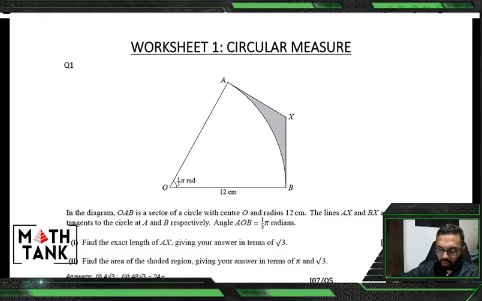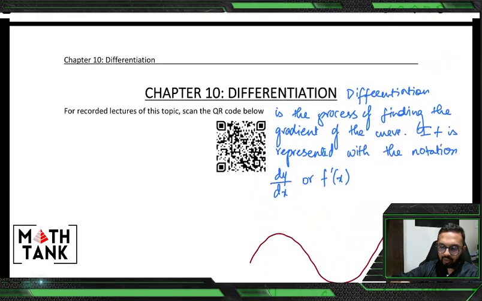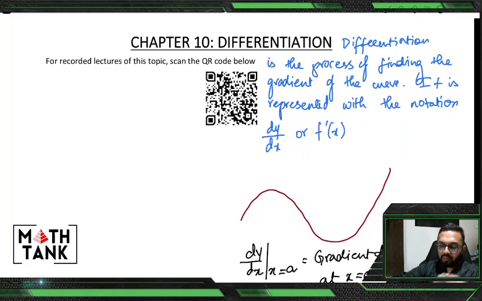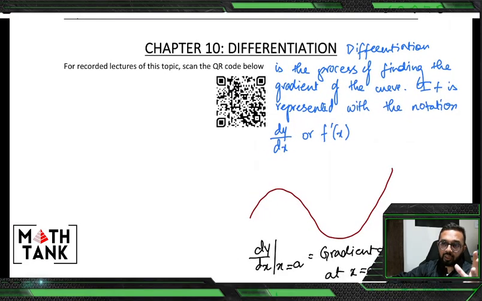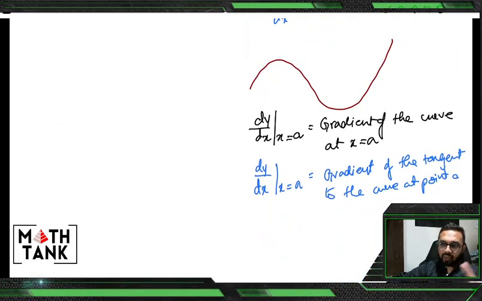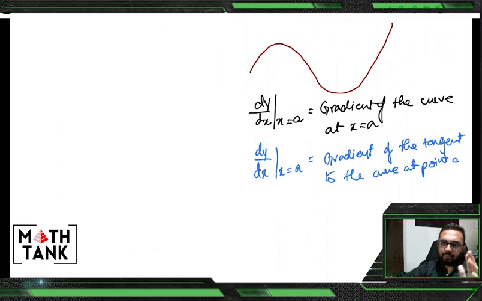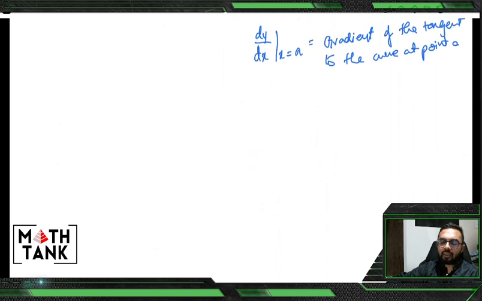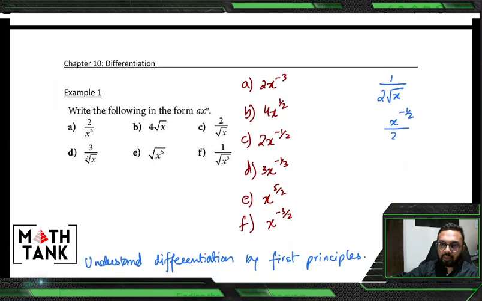Going on to the last chunk of the syllabus, which is differentiation and integration. If you've studied differentiation, you will know it's the process of finding the gradient of the curve. It is represented with the notation dy over dx or f dash of x. When you plug in a particular value, what that value tells you is the gradient of the curve, or more precisely, the gradient of the tangent to the curve at the point A. A tangent is a line that touches the curve and passes. It may also go on and intersect the curve at a different point, but there are tangents at particular points, and those tangents could meet or whatever the case might be.